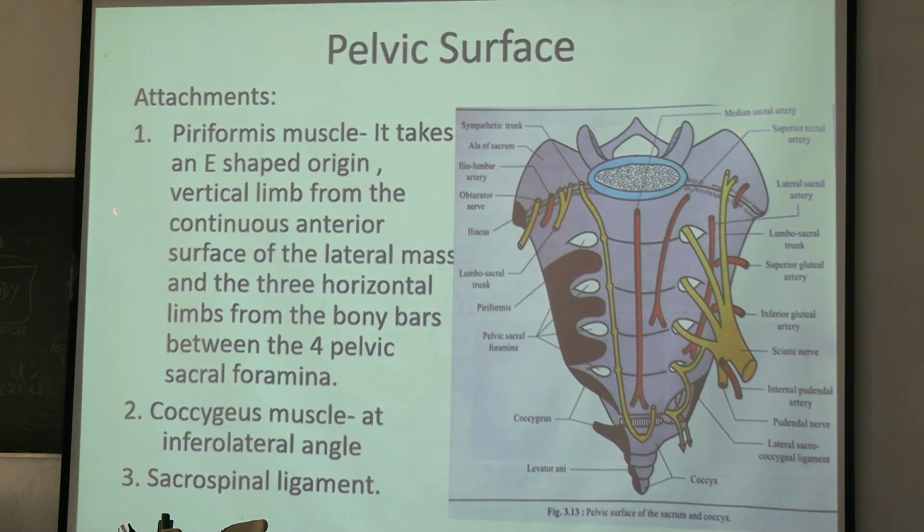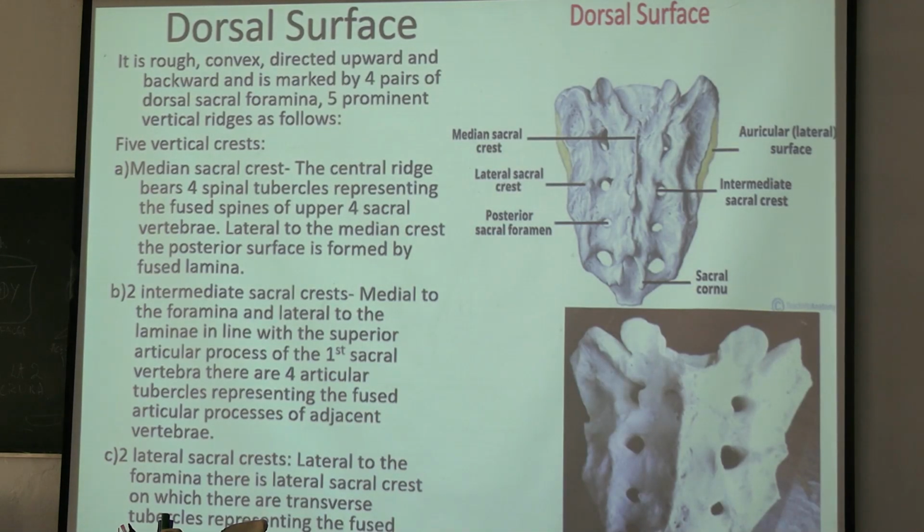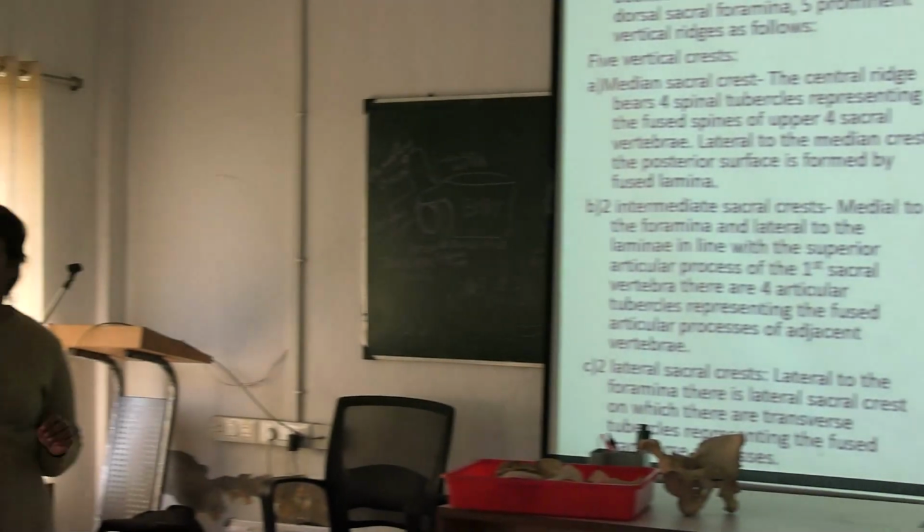Next we go to the attachments. There is attachment of piriformis muscle. It takes an E-shaped origin, vertical limb from the continuous anterior surface of lateral mass and the three horizontal limbs from the bony bars between the four pelvic sacral foramina. Coccygeus muscle, here is attachment of coccygeus muscle at the inferolateral angle, and sacrospinous ligament. It is also attached at this inferolateral angle. Okay. So we have completed the relations and attachments of the pelvic surface.